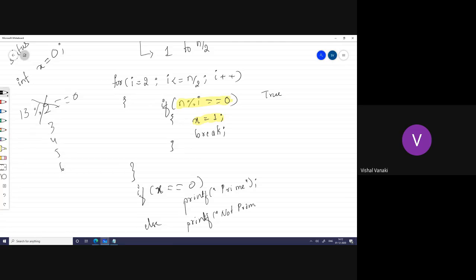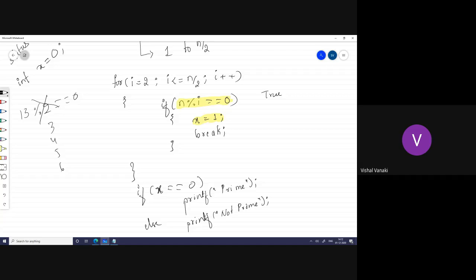Correct? Are we getting this? Are we clear with this logic? Yes, sir. Any confusions or any doubt? This is a very basic logic which we use.